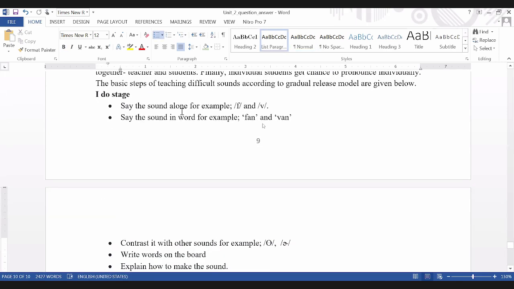say the sound, say the sounds alone. For example, fa and ba. So this fa and ba, by theory, Nepalese learners of English face difficulty.